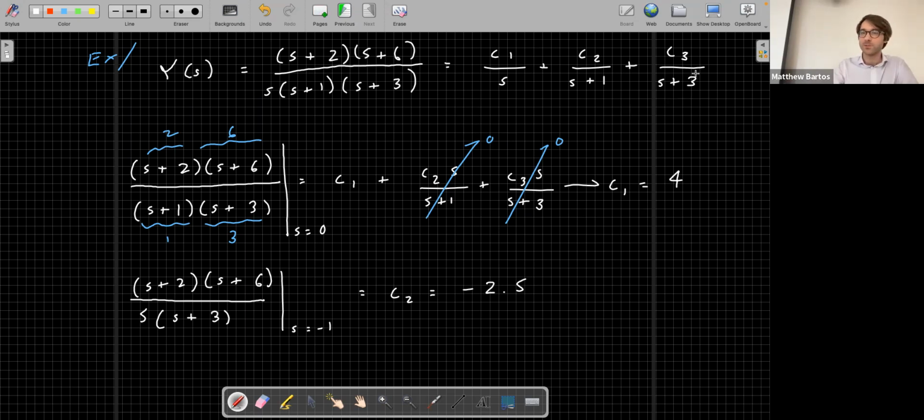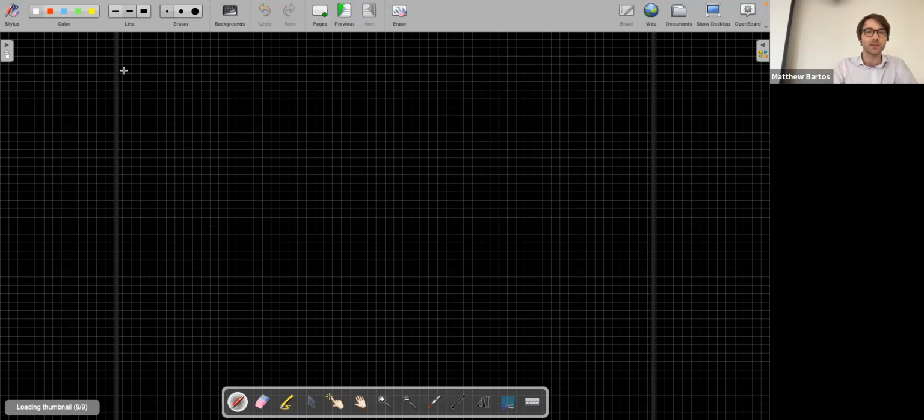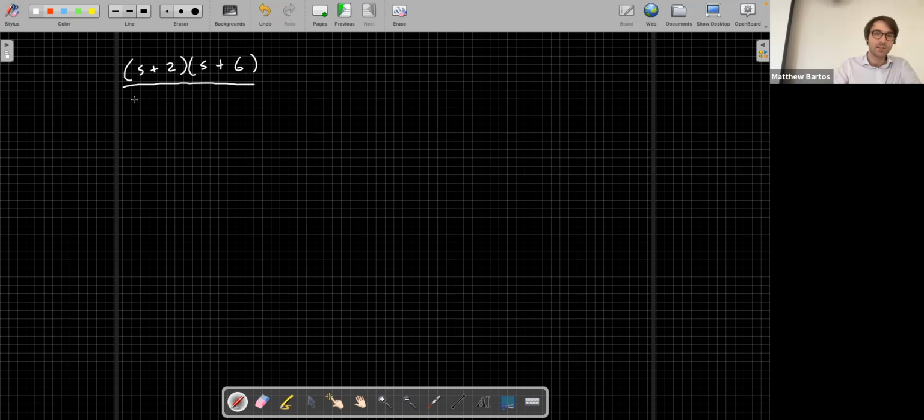All right, and our final root is -3. So we're going to multiply through by s plus 3 on both sides. And we will end up with s plus 2 times s plus 6 over s times s plus 1, evaluated at s equal to -3, is equal to C3. And if we evaluate this, we get C3 is equal to -0.5.